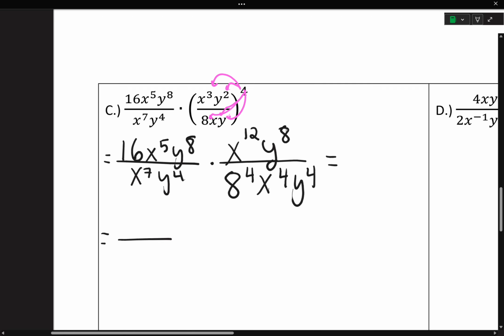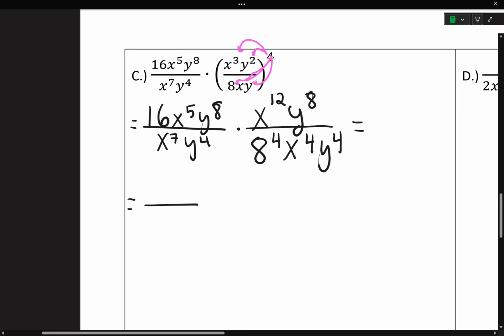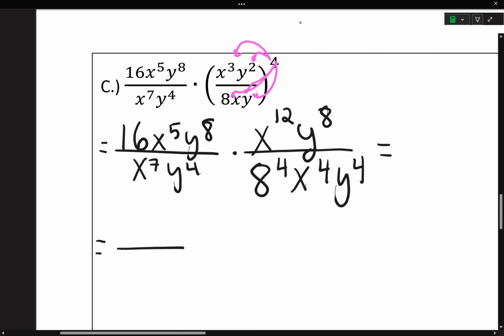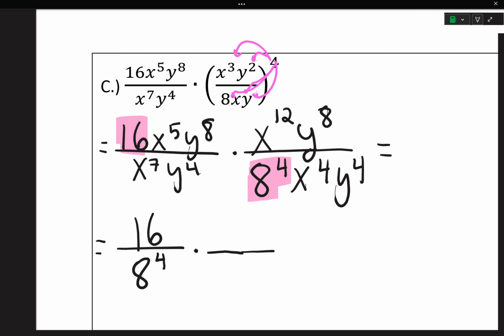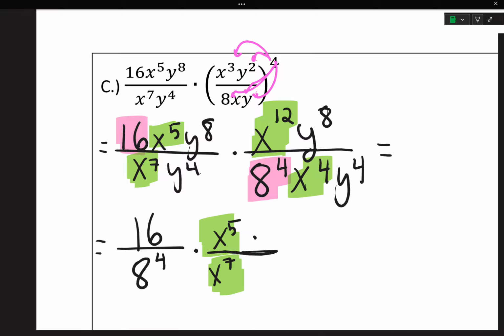Let's start with the constants. We got 16 in the first fraction and 8 to the 4th in the second. Now let's organize the x's. In the first fraction, I got x to the 5th and x to the 7th. In the second fraction, I've got x to the 12th and x to the 4th.